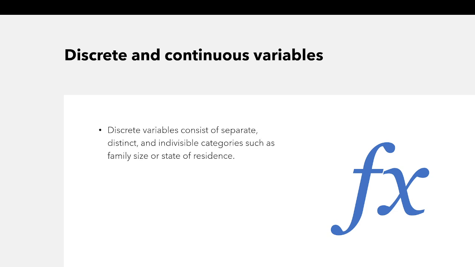Discrete and continuous variables. This is something I want to introduce to you here. We're not going to often revisit this as using the language, but I want to incorporate this into your toolkit, right, of language and behavioral statistics. So discrete variables consist of separate, distinct, and indivisible categories, such as family size or state of residence.